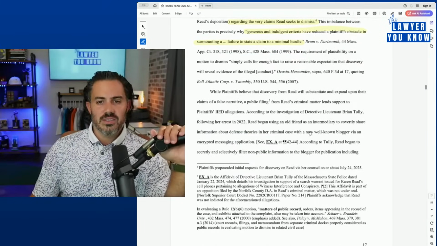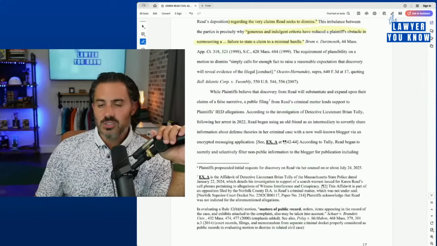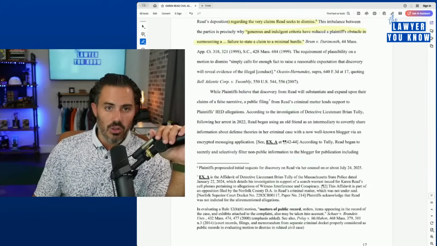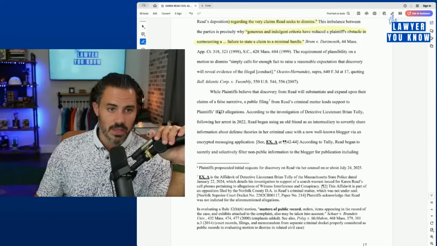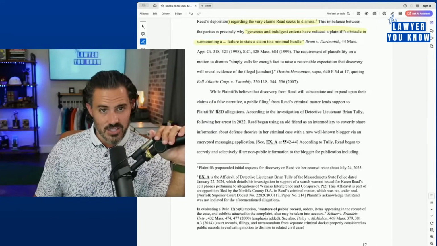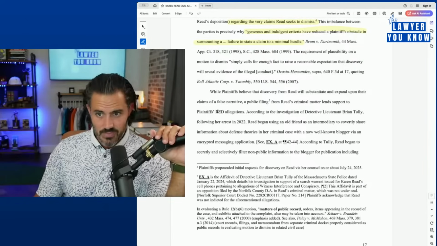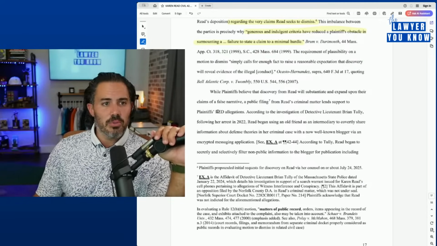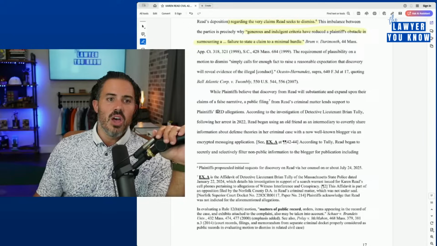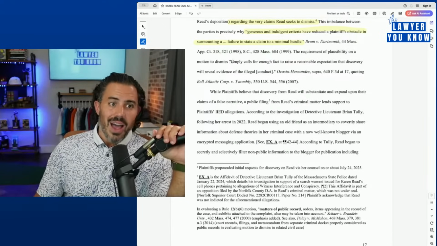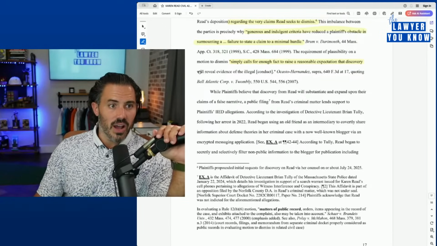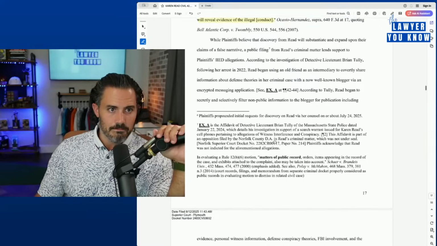What I'll also say is civil plaintiffs' attorneys are not usually like prosecutors at all. I think they're going to fight a lot harder than we saw any prosecutor fight in this case. It's just my guess. Unless they totally give up on the claim, they may just bow out. The requirement of plausibility on a motion to dismiss simply calls for enough fact to raise a reasonable expectation that the discovery will reveal evidence of the illegal conduct. I agree, and I'm not sure you've gotten there with this statement.